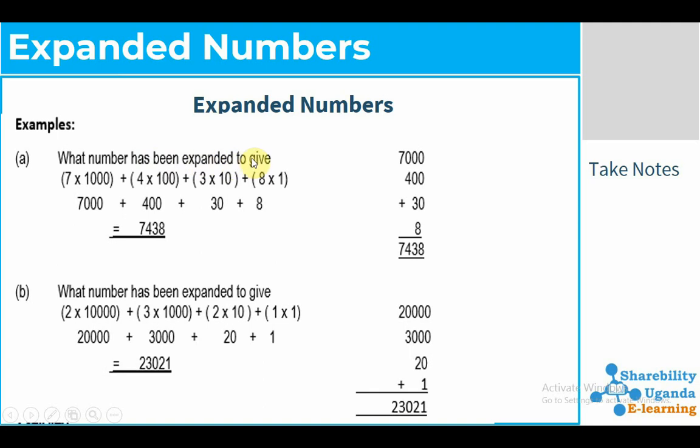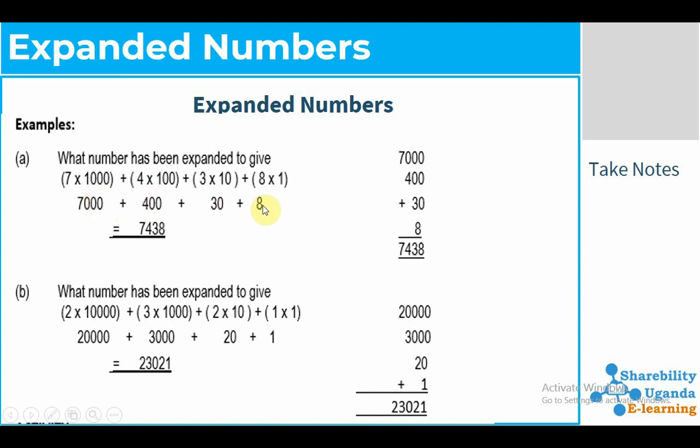Okay, so they are asking what number has been expanded. So basing on the concept that we learned in the last video, we shall still understand and see how we deal with this. Here we have been given 7 times 1,000, 4 times 100, 3 times 10, 8 times 1. When you look at this, you'll think maybe it is a very difficult number, but the concept is what you do: you multiply these numbers and get the answer. You write it down here. You multiply this one, you get the outcome here. You multiply this, you get the outcome, and finally you add them.